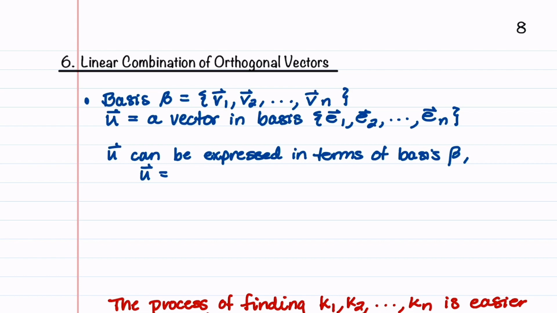basis. We start with a vector U, that is a vector in a basis that contains vectors E1 up through En. And we want to write U in terms of a new set of basis vectors. And that new set of basis vectors contains the vectors V1 through Vn. So we say that U can be expressed in terms of basis B by writing U as a linear combination of the basis vectors in B.